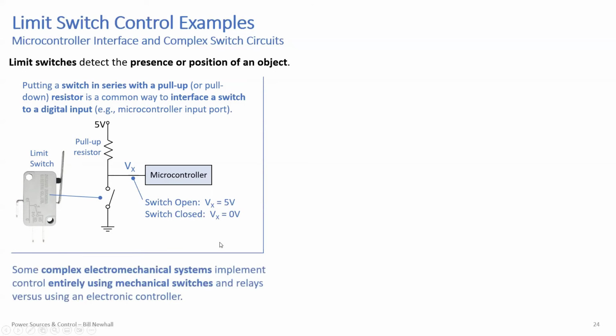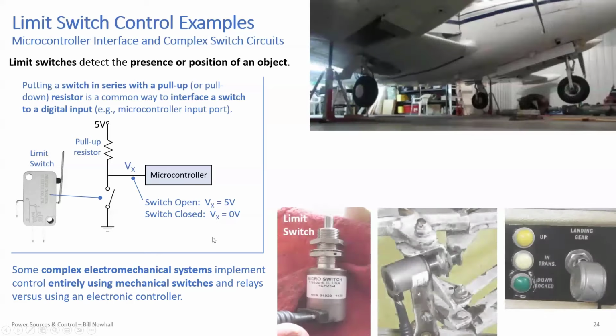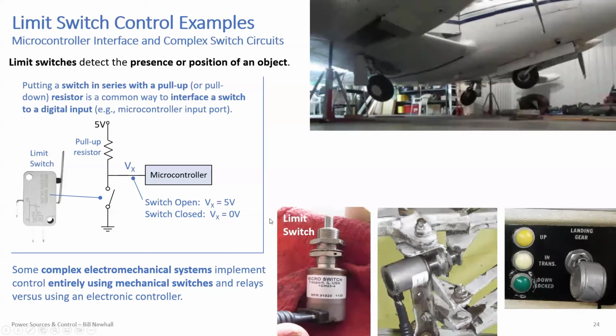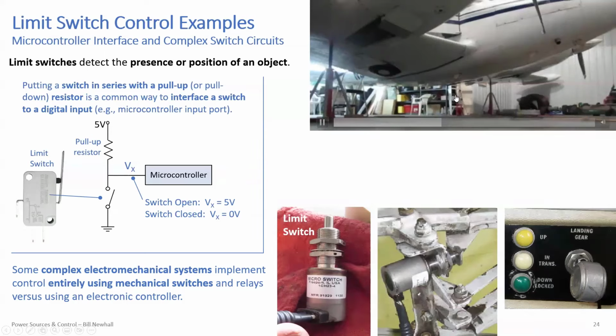Now, some electromechanical systems can get complex when you look at the complete schematic. I'll show you one. They implement control entirely using mechanical switches like limit switches and human activated switches and relays or solenoids versus using some kind of electronic controller like a microcontroller or like a digital circuit. One pretty complex example, and I'll show you the schematic, is a landing gear mechanism in an airplane. This is a retractable landing gear mechanism, right? So, and this is actually all done without semiconductors.